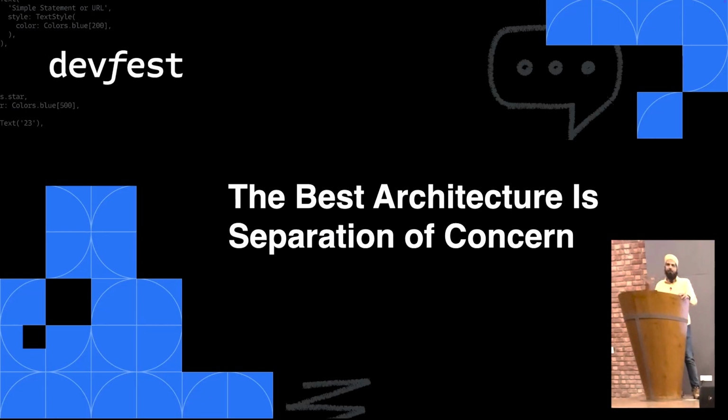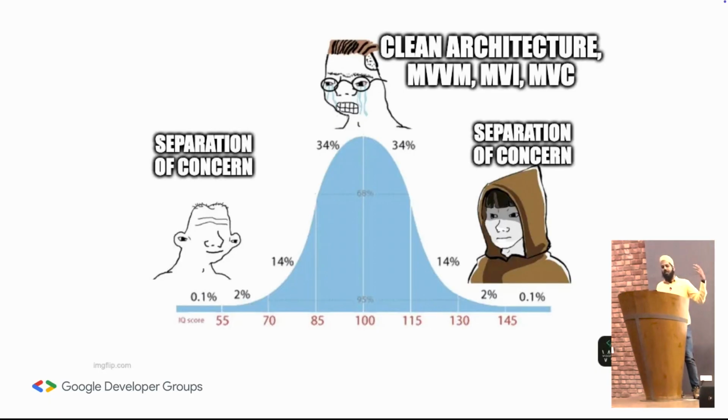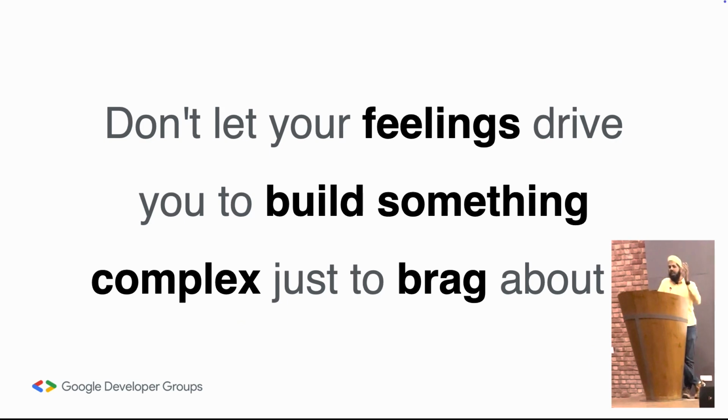Then what is the best architecture? The best architecture is separation of concern. Everyone starts with a separation of concern, then they have clean architecture, MVC, MVVM, MVP, and then they come down to another separation of concern. One thing I have noticed, and if you don't want to take anything away from a talk, just take this: don't let your feelings drive you to build something complex just to brag about it.